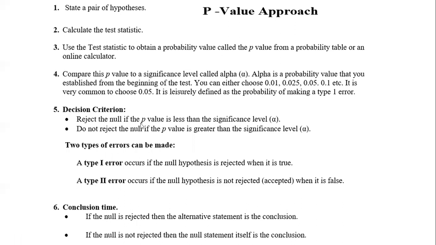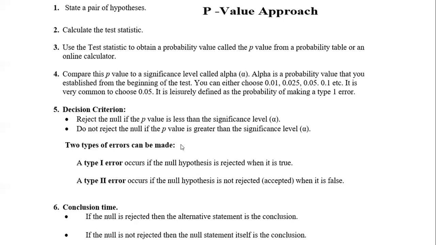You reject the null if the p-value is less than the significance level, and you do not reject the null if the p-value is greater than the significance level. There are two types of error that can be made. And the conclusion is basically the same. If you reject the null, then the alternative is the conclusion. If you do not reject the null, then the null itself is the conclusion.